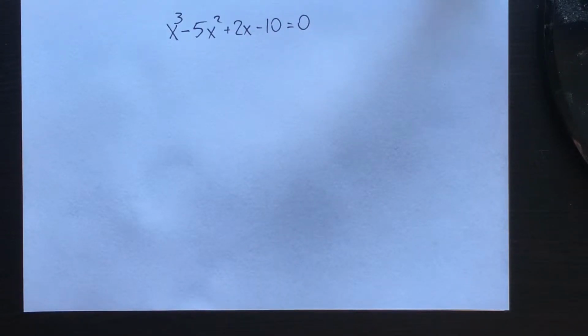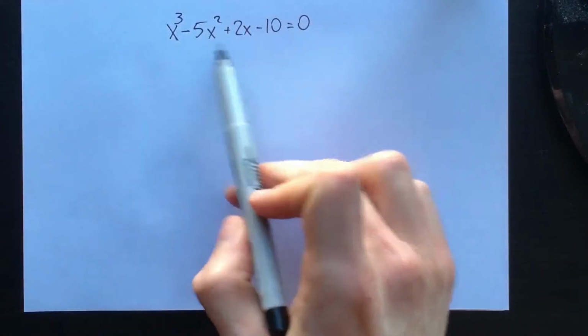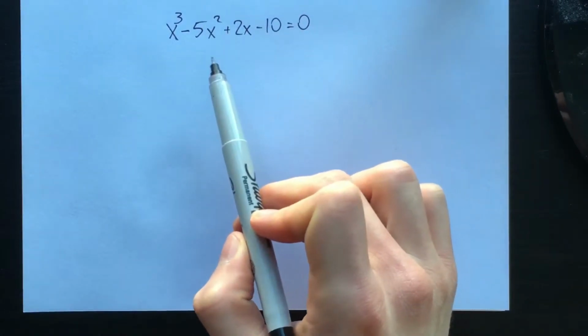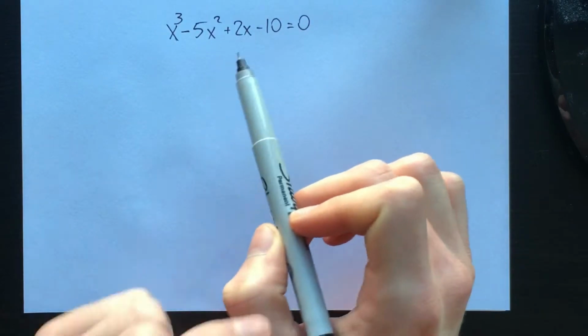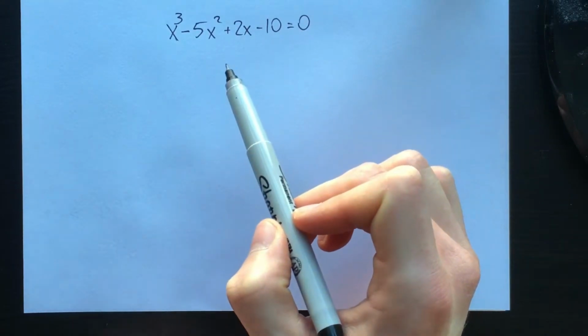Alright, we want to find for what real value of x this equation is true. You'll notice this is not a quadratic, this is a cubic because it's x to the 3. And how you solve these is by using something called factoring by grouping.